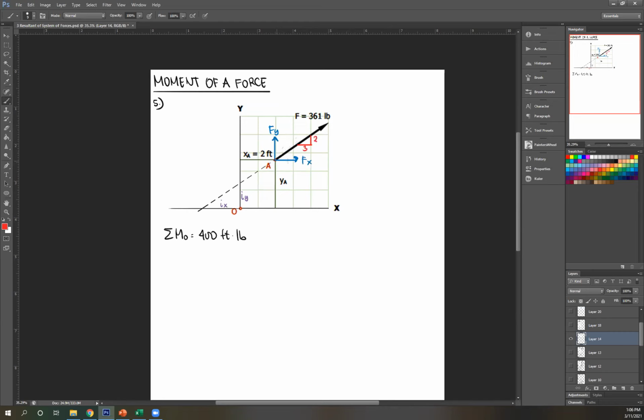Okay? So if you measure this, it turns out to be 2 blocks. So that's why that's 2. And then once again, this is square root of 13.